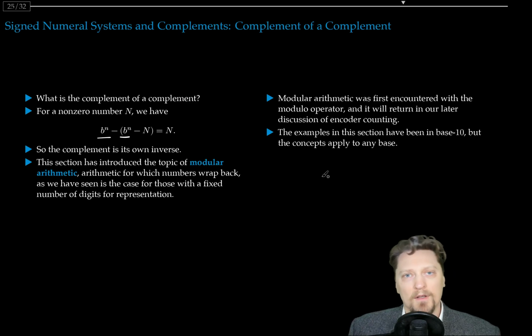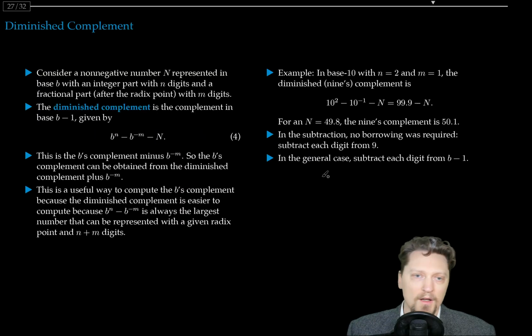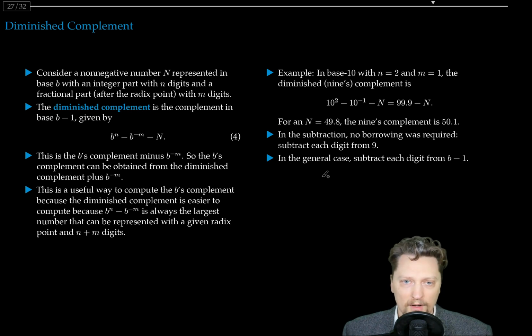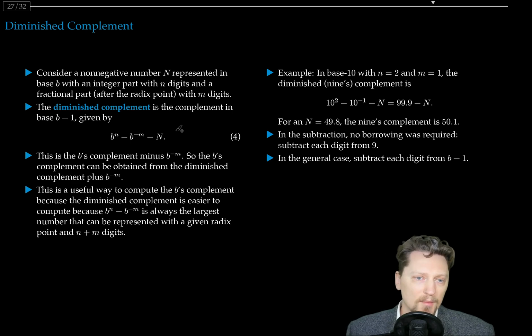So you could do base 2, base 16, hexadecimal, etc. 2's complement numerals and the diminished complement. Consider a non-negative number n represented in base b with an integer part with n digits and a fractional part after the radix point with m digits. The diminished complement is the complement in base b minus 1, which is given by b to the n minus b to the negative m minus n. This is the b's complement minus b to the negative m. So the b's complement can be obtained from the diminished complement plus b to the minus m.